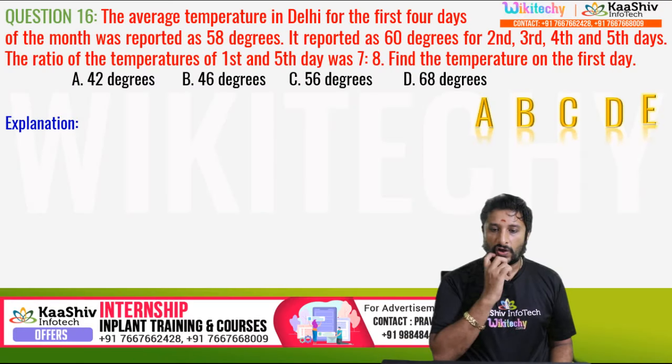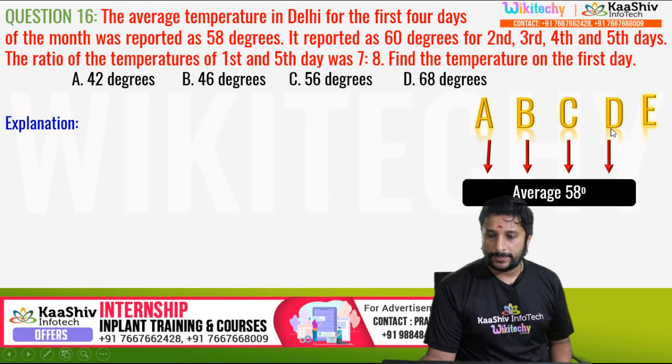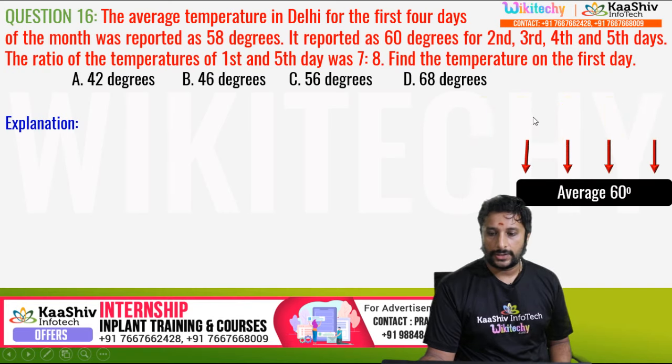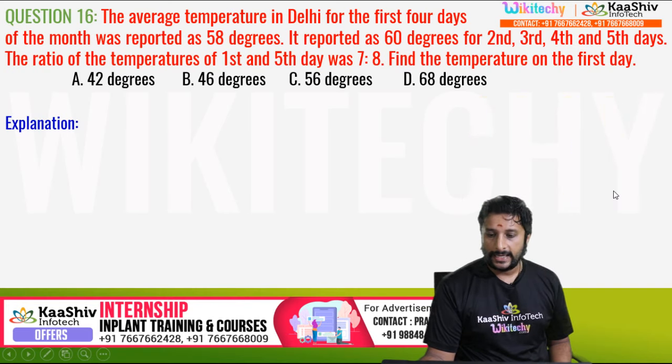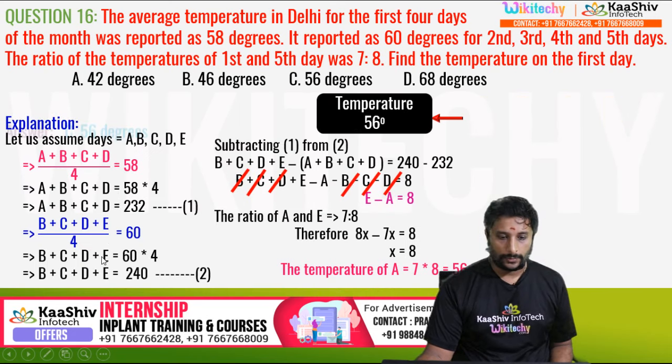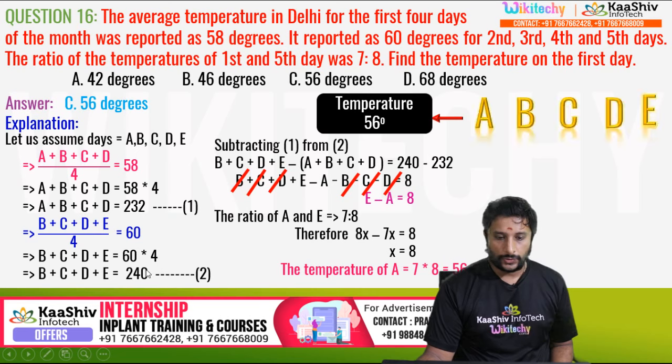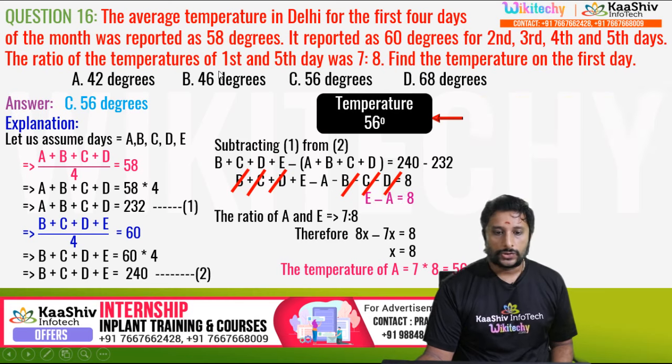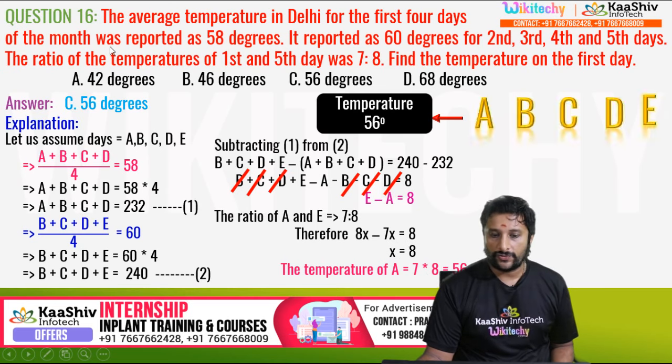So (a + b + c + d)/4 = 58, and (b + c + d + e)/4 = 60. Here is equation 1 and equation 2. Subtracting 1 from 2, you get e - a = 8. Since a:e is 7:8, 8x - 7x = 8, so obviously x = 8. So the temperature of a is 56. That's the answer.